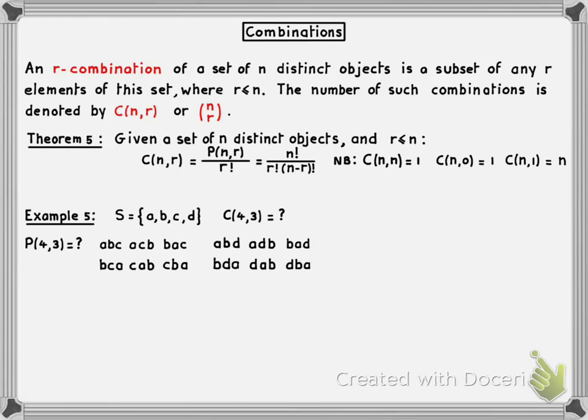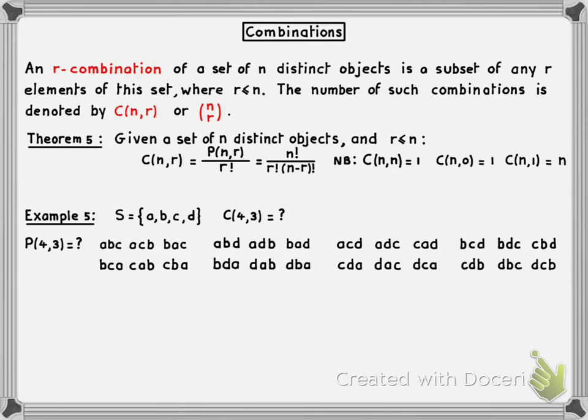Now, what if we dropped the B and kept the A, C, and D? Then we would have another 6 permutations with these 3 elements. And finally, if we dropped the A and we kept the B, C, and D, we would get yet another 6 permutations. And these are all the possibilities.